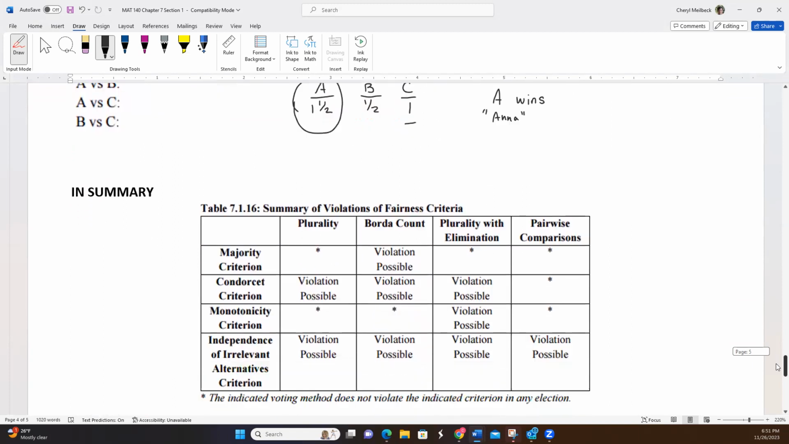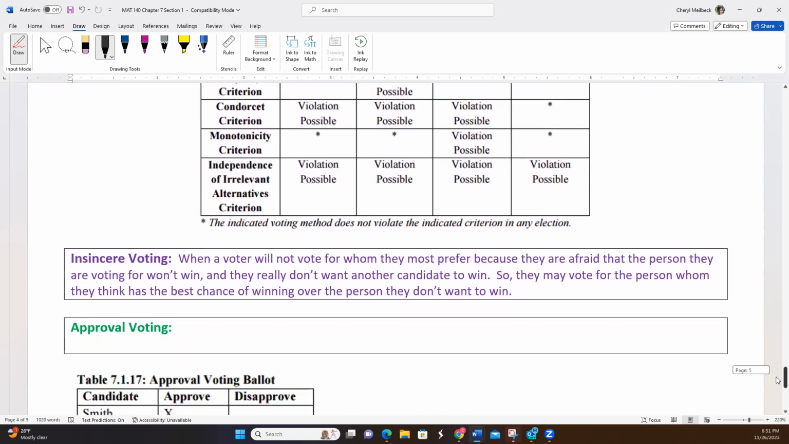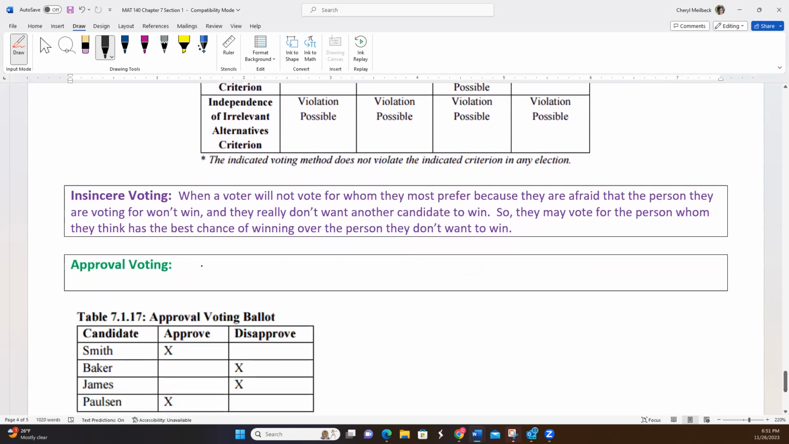All right, in summary, these are the ways that you might have possible violations. Another summary about voting is insincere voting. That's when a voter will not vote for whom they most prefer because they're afraid that person can't win. So they vote for a person who they think has the best chance of winning over the person they really want to win. And then occasionally you will see approval voting, where you just vote for the candidate that you approve of or disapprove of, and you do not make a preference schedule. We're not going to have too much to do with that, but that is another type of voting.